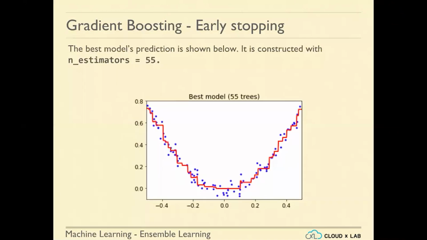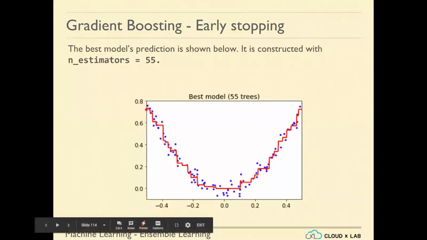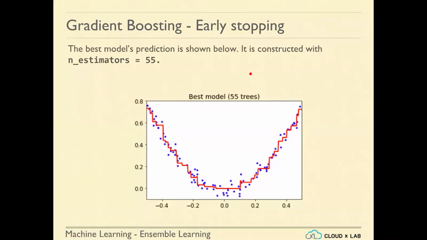Okay, so the best model's predictions are like this. You can see it has very tiny steps, right? And this looks like the best the gradient boosting could do. So in this case, the best estimator was giving around 55 trees.